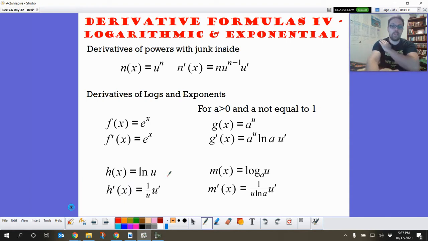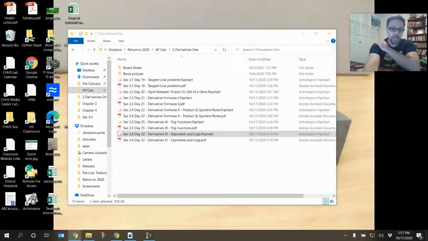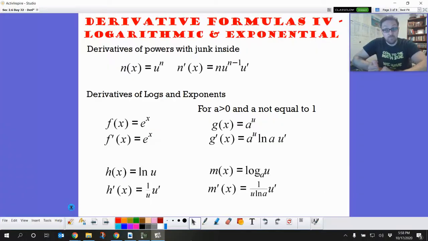Now, one thing that we're going to talk about, it's very similar to the power rule that we first learned. So if we're doing a derivative.